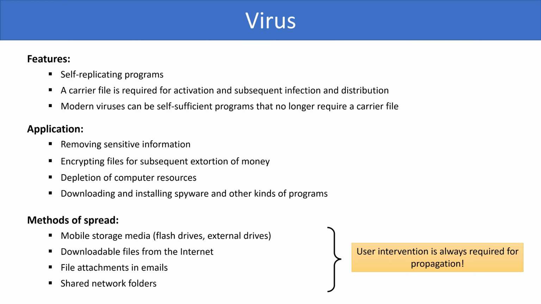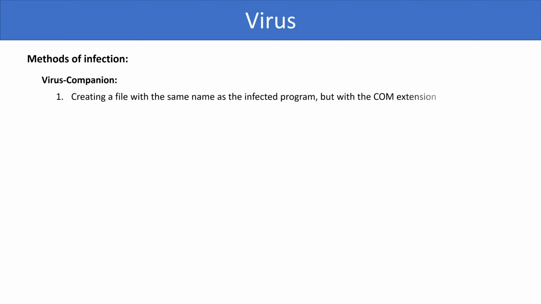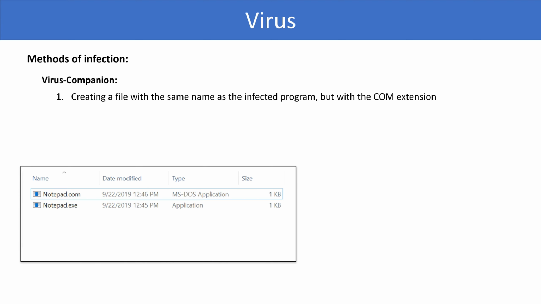Now, let's briefly look at how viruses infect files. One of the oldest methods involves creating a file with viral code that shares the same name as the legitimate file being infected. There are 2 infection methods using this approach. In the first method, files with the exe extension are infected. In the same directory as the file being infected, a viral file with the same name but a com extension is created. Files with this extension are also executable.